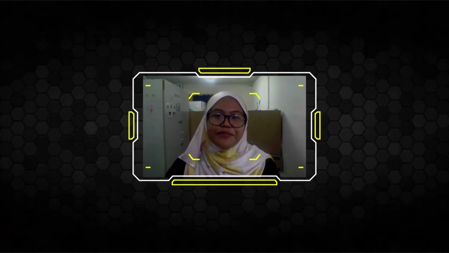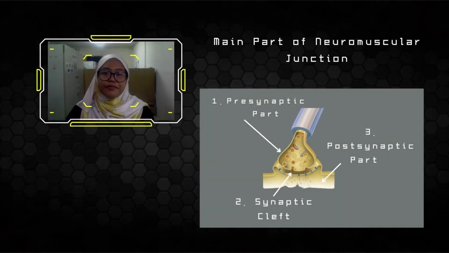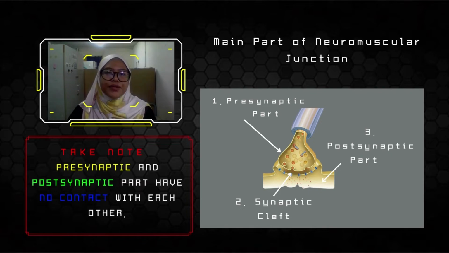Let's take a look at the major parts of the neuromuscular junction. Basically, there are three main parts. The first part is the presynaptic part, which is located on an axon. Secondly, we have the synaptic cleft, also known as the synaptic gap, which is the space between the presynaptic neurons and postsynaptic cells. Meanwhile, the postsynaptic part is located on a dendrite. Please note that the presynaptic and postsynaptic parts only meet but don't have any contact with each other. They are separated by the synaptic gap.